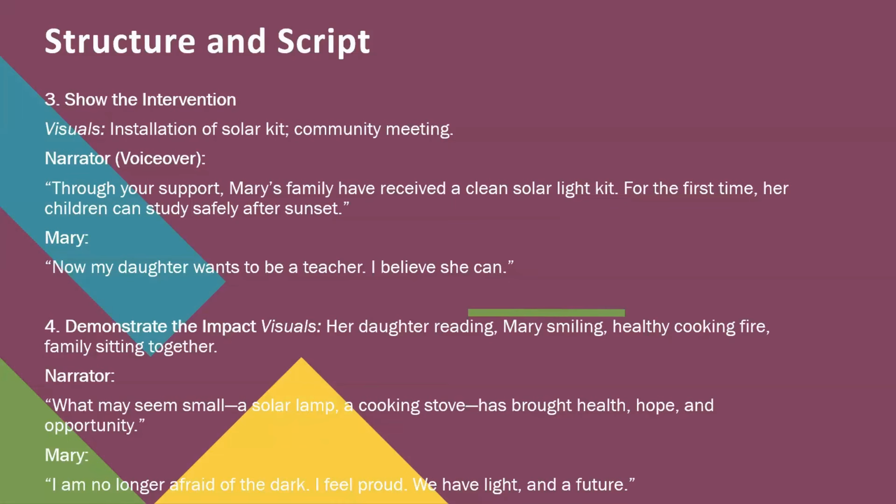So you could think about how you might show this. It could be a family member saying something. It could be visuals showing children studying. What message do you want to convey? You'll see here that the message is simple. A solar-powered light has helped the family to cook and provide a way for children to learn and be educated.